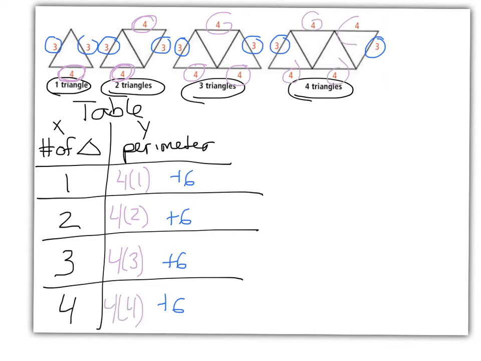If you can write it like that, it'll help you write it in words, and it will also help you write your equation. So let's figure out what the numbers are. 4 times 1 is 4, plus 6 would be 10.